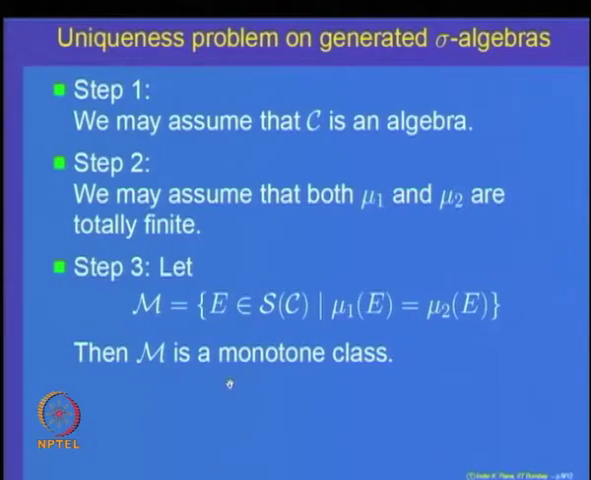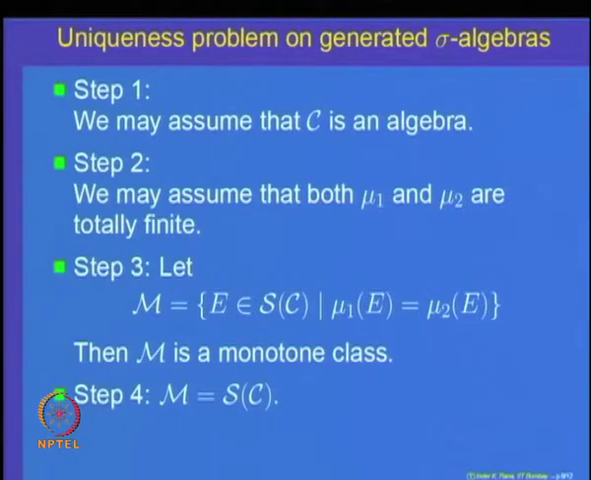First, we will observe that M is a monotone class. We will prove that. Once we have proved M is a monotone class, we will also observe that we are given that mu 1 and mu 2 are equal on C. So, C is a subclass of M, and C is an algebra, and C is contained in M. M is a monotone class. So, that will mean what? That the monotone class generated by C must be inside M, but C is an algebra, and the monotone class generated by an algebra is the sigma algebra generated by it, and that also we have proved. So, that will prove as a step 4 that M is equal to S of C. So, let us prove step 3 and then conclude from it step 4.